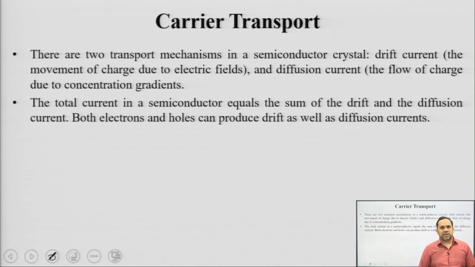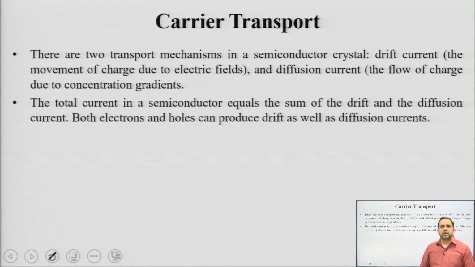So, when we talk about carrier transport, when you compare semiconductors with metals, metals only have freely available electrons, you apply a small voltage and they start to drift. Insulators do not produce any current, so there is not a lot of question of thinking about carrier transport in insulators. But when it comes to semiconductors, the phenomena of carrier transport has a lot of components associated with it. Broadly, there are two transport mechanisms in a semiconductor crystal, mainly drift current and diffusion current.